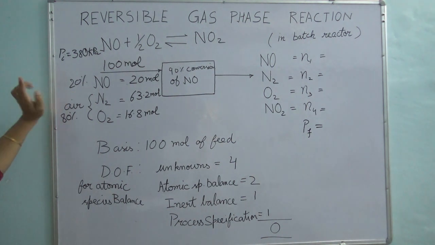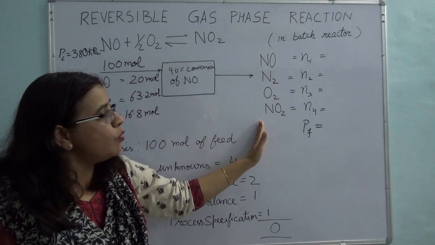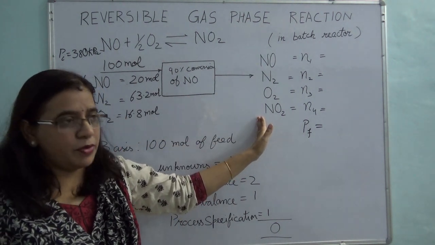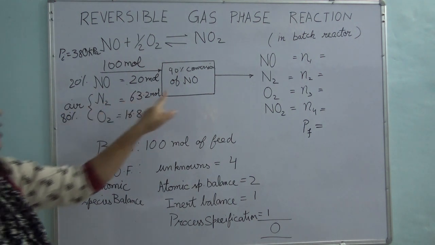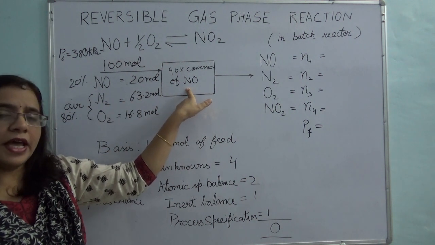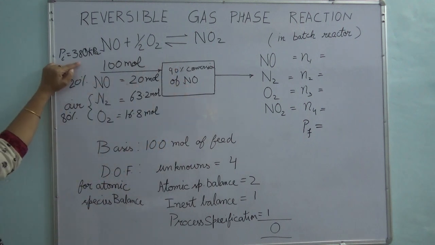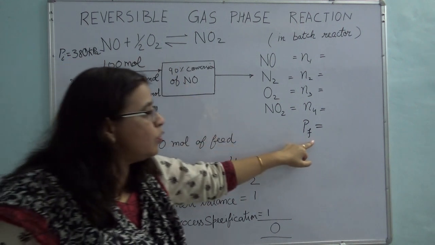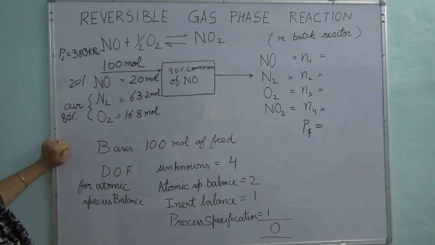Okay, so that's how I'm doing, and then they have asked you to calculate what is the final composition of the product gases. Some more information they have given is that conversion of NO is 90%. Initial pressure given is 380 kilopascals, and you have to also find out what is the final pressure of the product gases. Okay, so let's get started.